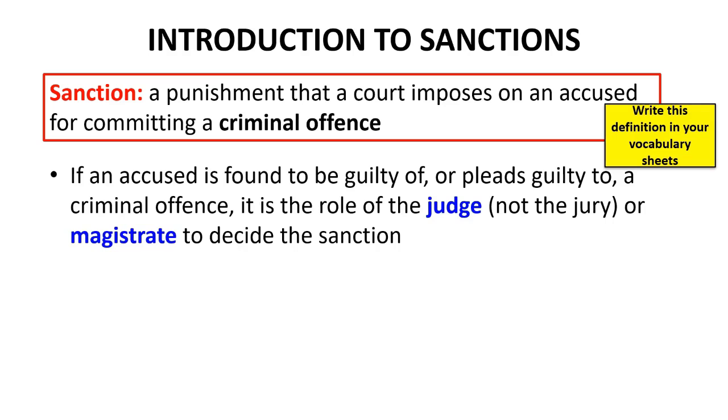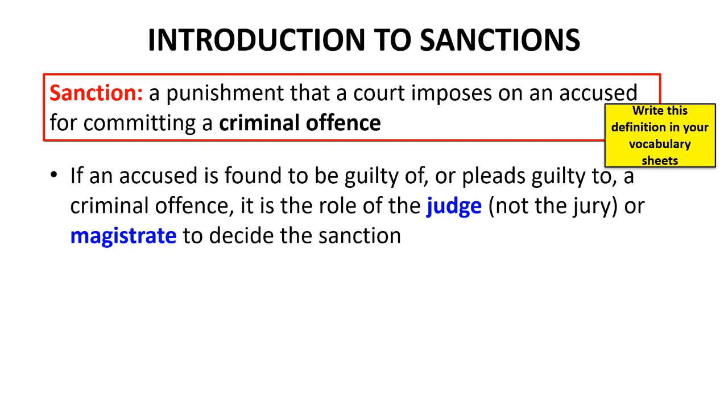If an accused is charged with a criminal offence that is an indictable offence and the accused pleads not guilty, then the accused will have a trial in either the county court or the trial division of the Supreme Court. It is the role of the jury to decide whether the accused is guilty or not guilty. That is, it is the role of the jury to decide the verdict. If the jury decides that the accused is guilty, then it is the role of the judge, not of the jury, to decide the sanction that will be imposed on the accused.